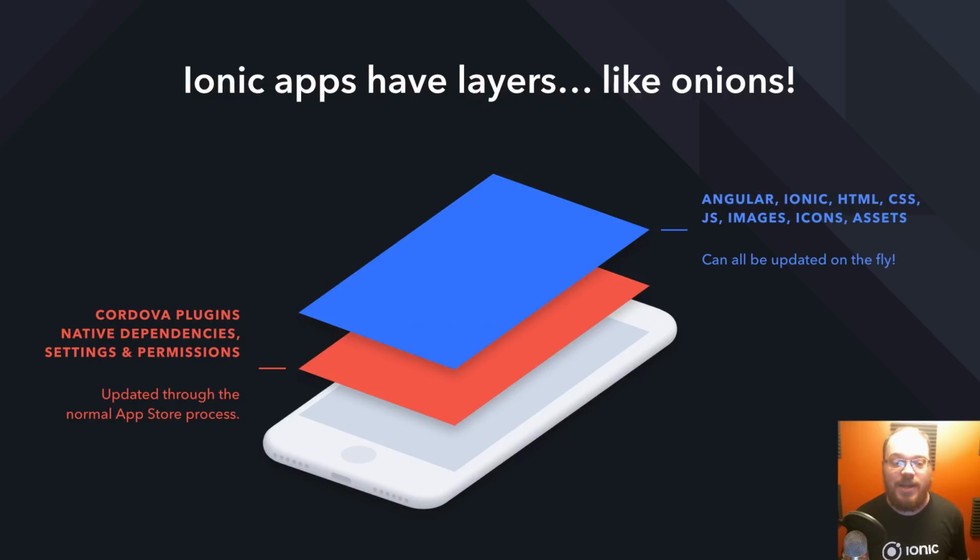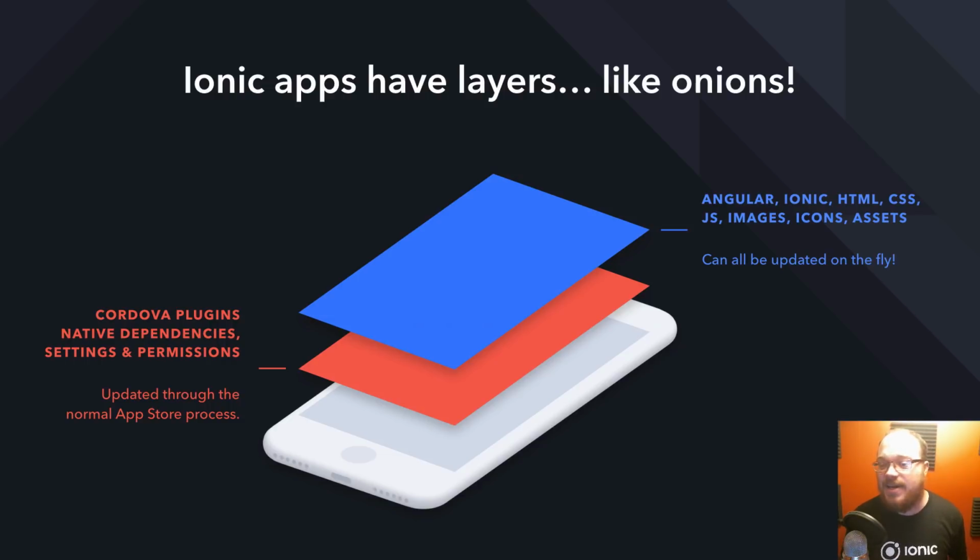They're kind of like onions, right? On the red layer here, you can see that Cordova plugins, native dependencies or native settings, like whether or not somebody can use your app in landscape mode, and all native level permissions, like whether or not your app is talking to the camera, all of that is updated through the normal App Store process, right? You have to go through Apple's approvals in order to change any native layer of code.